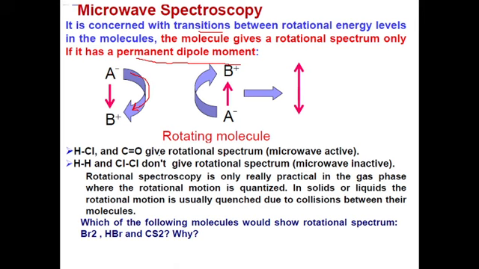That means this HCl, CO gives a rotational spectrum, and that's why this molecule shows a rotational spectrum. Why? Because this molecule has a dipole moment. That's why it is called a microwave active molecule. This is very, very important in the examination. Next, H2 and Cl2 don't show any rotational spectrum. Why? Because they don't have any dipole moment. By rotating that molecule, no changes occur. That's why these molecules are microwave inactive molecules.